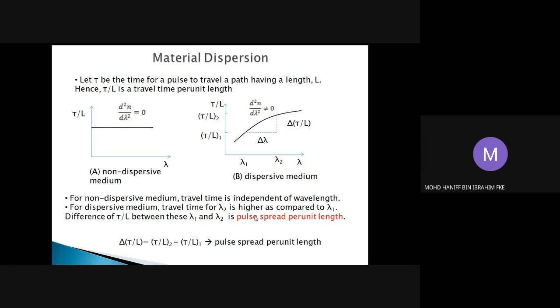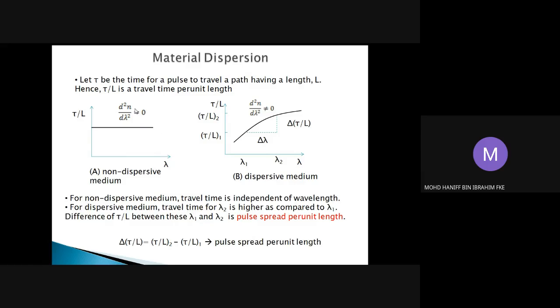So we have two cases here. We assume that we have a path, or a length of optical fiber, which is a length of L. And we assume that there is a tau. Tau will be the time required for a pulse to travel along L distance. So the travel time per unit length will be tau divided by L.